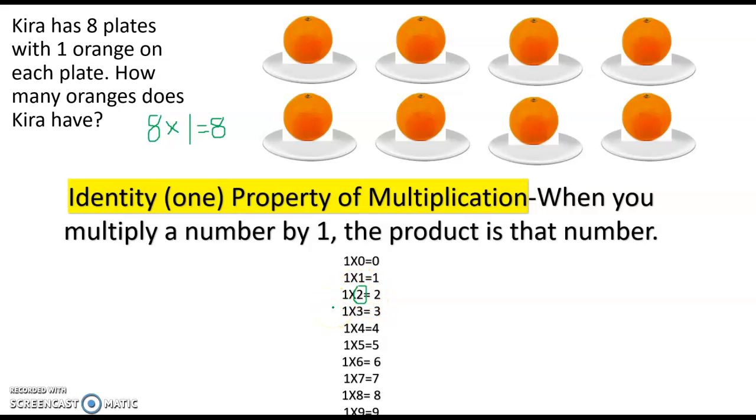1 times 2 is 2. 1 times 3 is 3. You can also switch it. So 1 times 4, remember we can switch our factors. So 4 one time is 4. So anything times 1 stays that number. That's the identity property. That factor keeps its identity. Super easy, right?